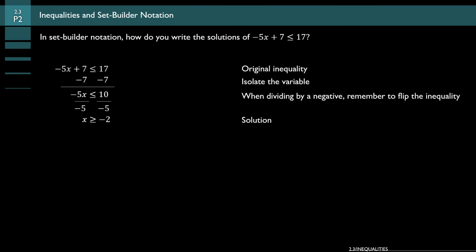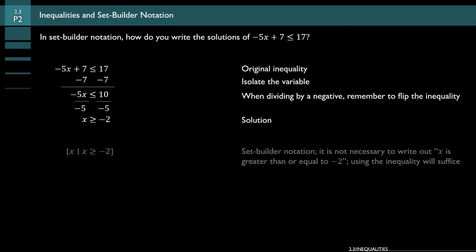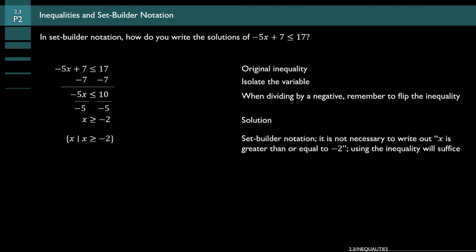So remember that with set builder notation, you're going to have an open brace followed by x, which is our variable, a vertical line, then x is greater than or equal to negative 2, and close that off with a brace, and there's your solution in set builder notation.